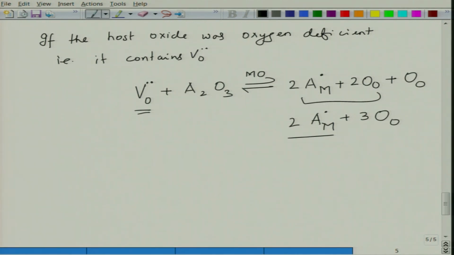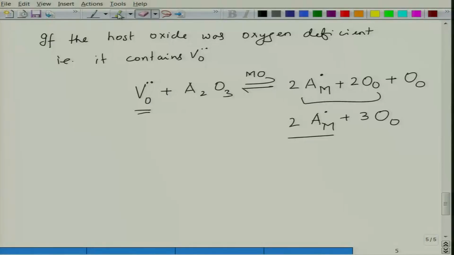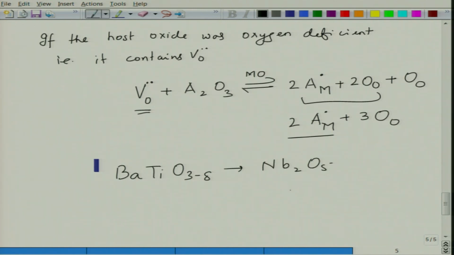So, this is how you can use it to your advantage. If you want to reduce the oxygen vacancy concentration in an oxide, you can dope it with an oxide with higher valence. Okay. So, one example could be, let us say we have BaTiO3 minus delta, it has oxygen vacancies. So, if I dope it with, let us say, Nb2O5, niobium goes to titanium site. Okay. So, basically what is it?